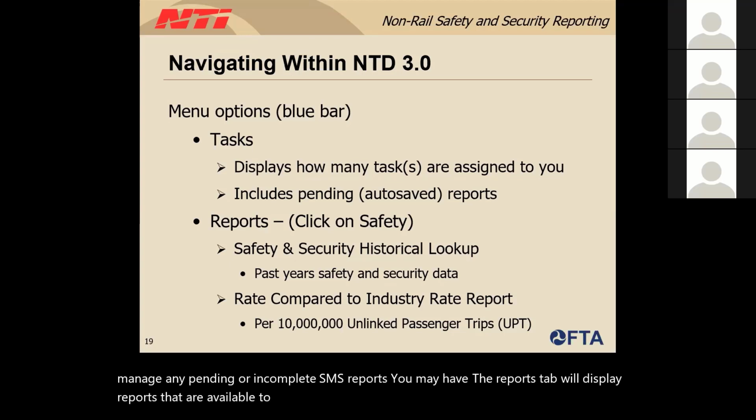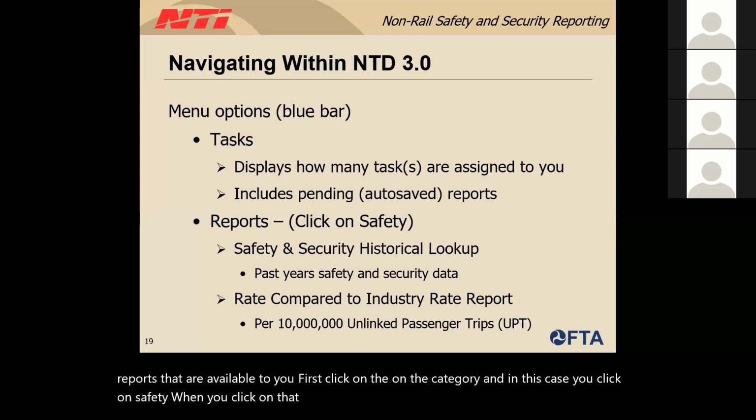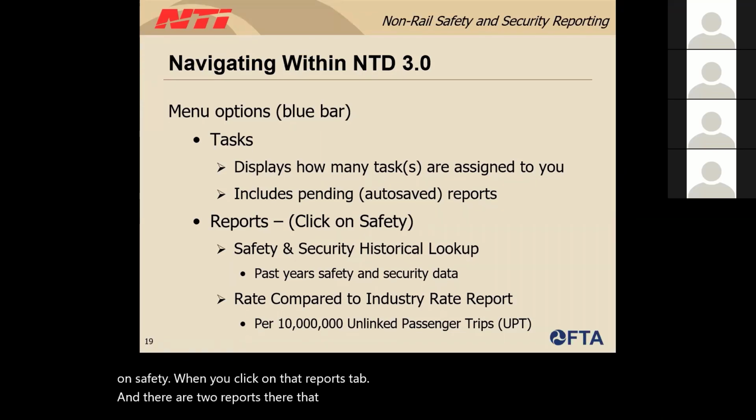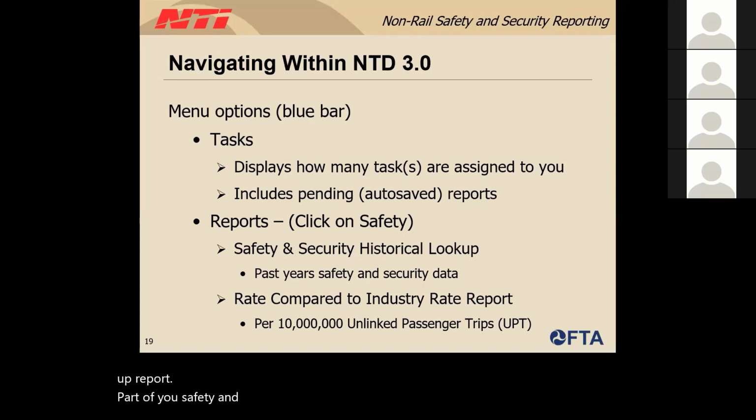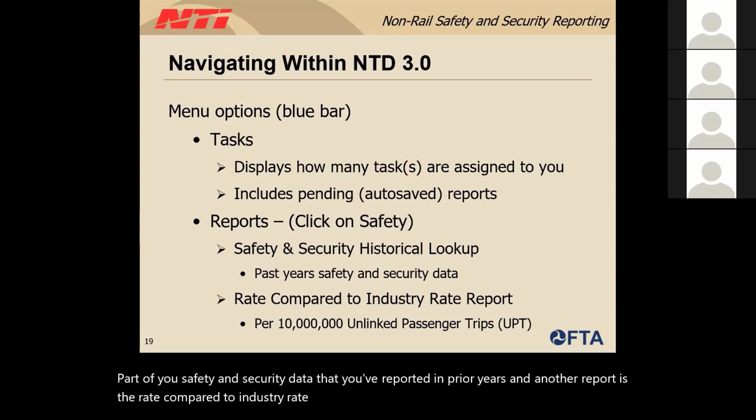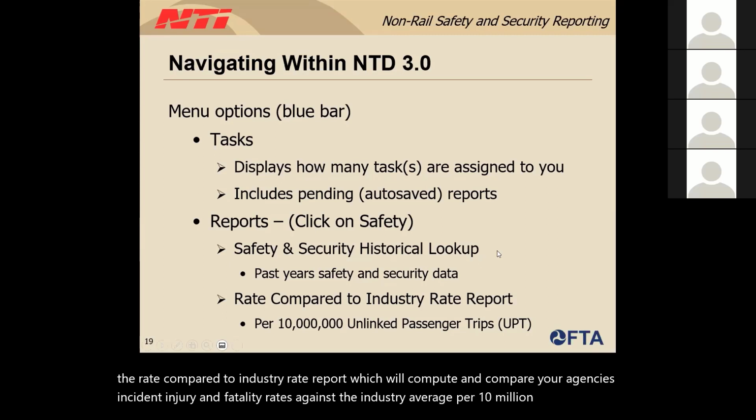First, click on the category, and in this case, you'd click on Safety when you click on that Reports tab. And there are 2 reports there that you might find quite helpful. One is the Historical Lookup Report to view safety and security data that you've reported in prior years. And another report is the Rate Compared to Industry Rate Report, which will compute and compare your agency's incident, injury, and fatality rates against the industry average per 10 million unlinked passenger trips.